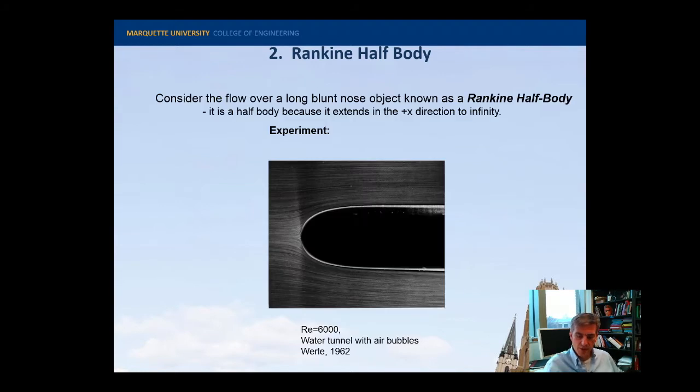All right, so here is the Rankine body, and I've shown this picture a few times before. It's essentially a bluff-nosed body that has been submerged into a flow field. And you can see that there are bubbles that are illuminating what the flow field looks like, these streamlines going over the body. This was done in a water tunnel with air bubbles, probably a hydrogen bubble technique, and I included a reference. The hydrogen bubble technique is kind of interesting.